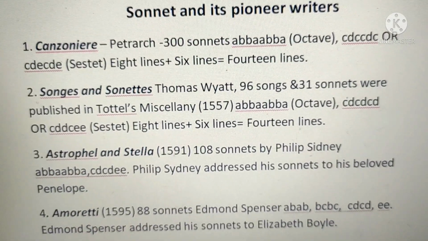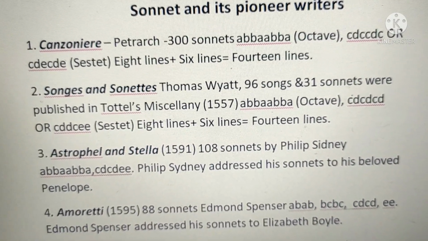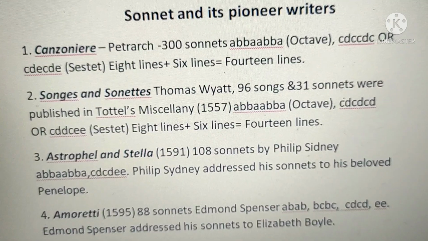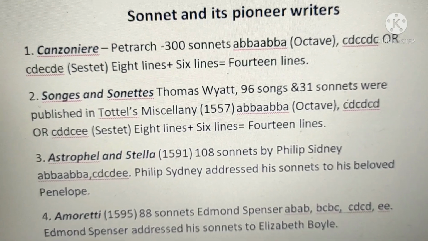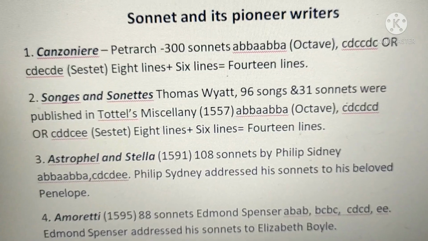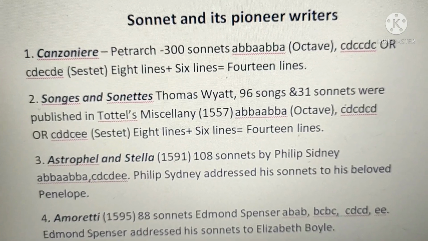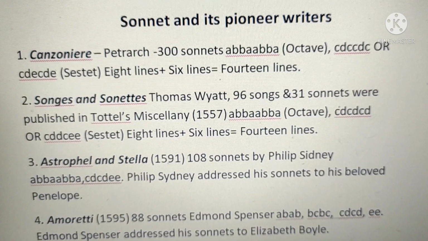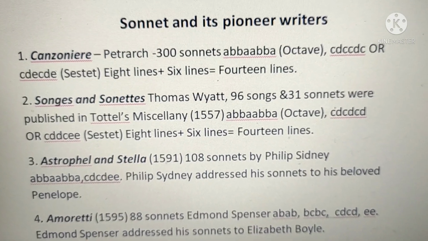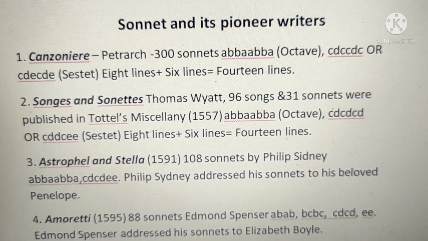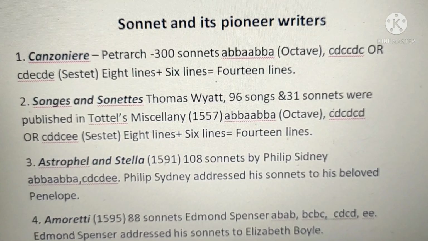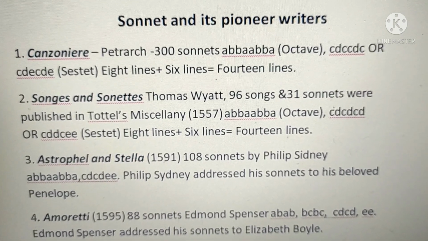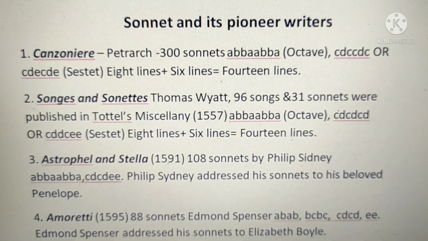Now, Wyatt wrote 96 songs and 31 sonnets. His collection is known as Songs and Sonnets. It was published in Tottel's Miscellany in 1557. The rhyme scheme is ABBA, ABBA for the octave and, for the sestet, CDC, DCD or CDDCEE. So 8 lines plus 6 lines, 14 lines were there in these sonnets.